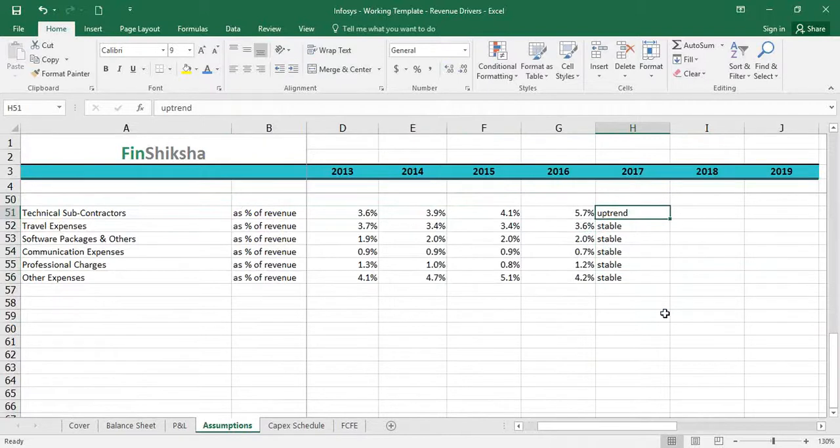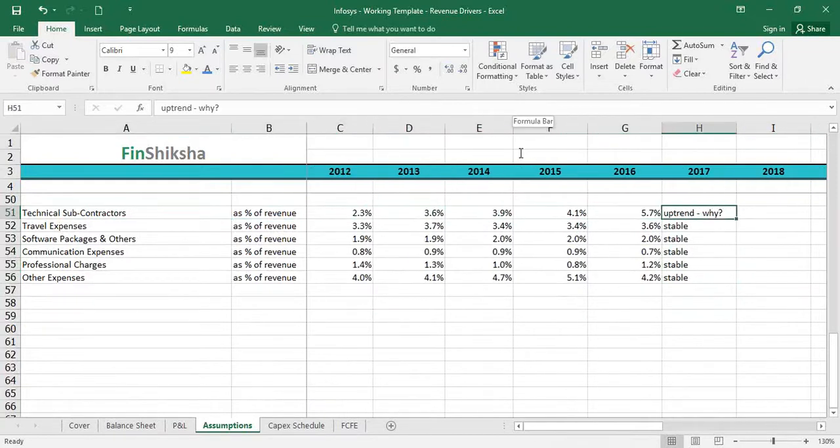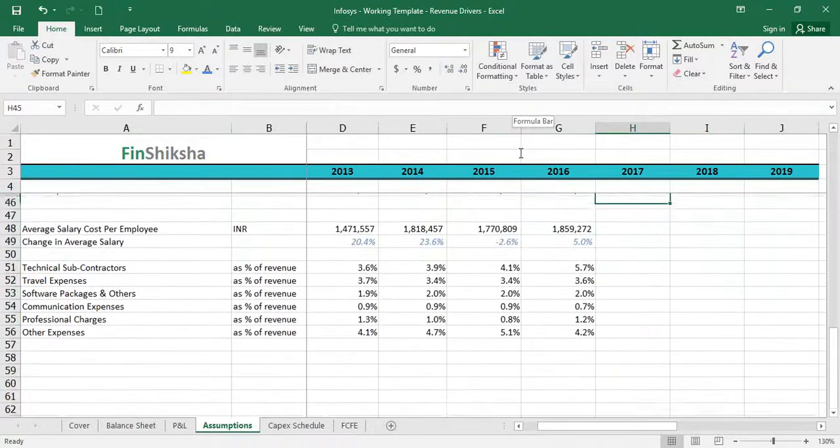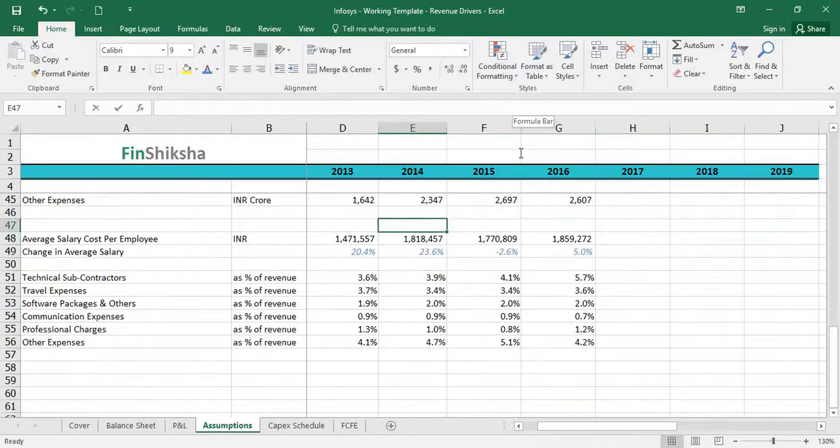So we do need to find out what is causing this uptrend. Why this uptrend, right? So we'll try and find that answer. Let's just park the question for now. We have a couple of questions that we need to try and find answers to. The first one is, why did this happen and then this happen? The rate going up by 20%, salary cost going up by 23%, 20% for 2 years, and then a dip in the third year, right? And the next question is, why is this uptrend playing out in technical subcontractors?